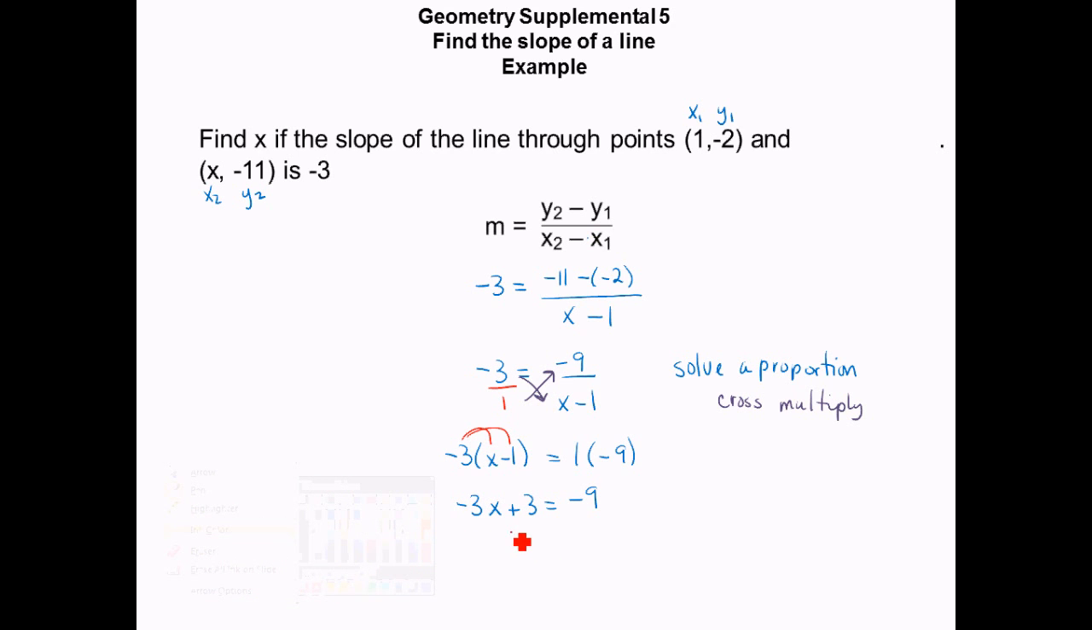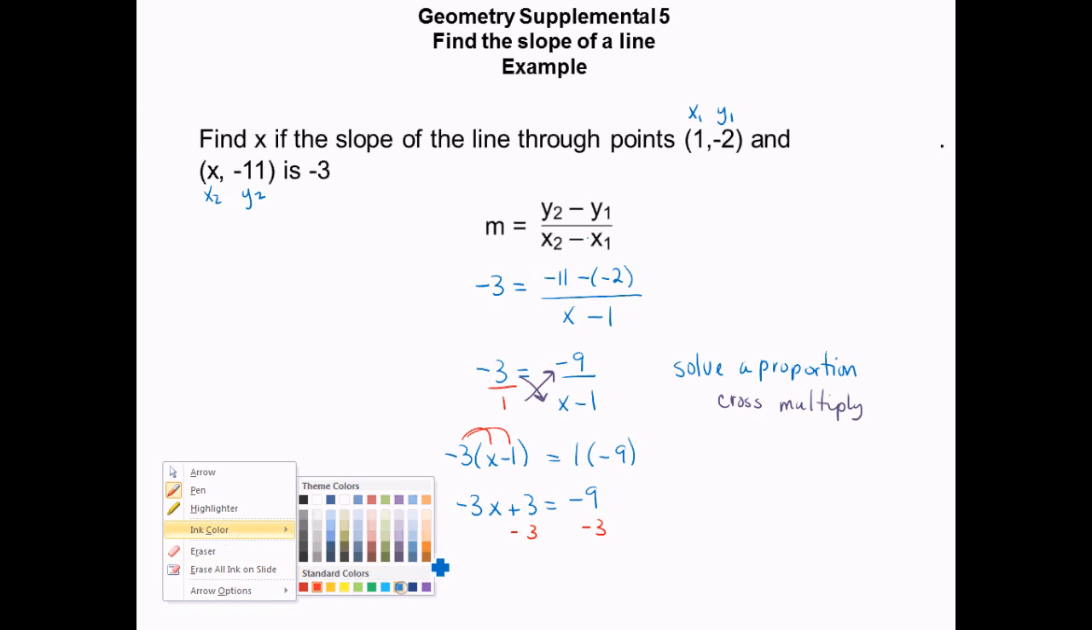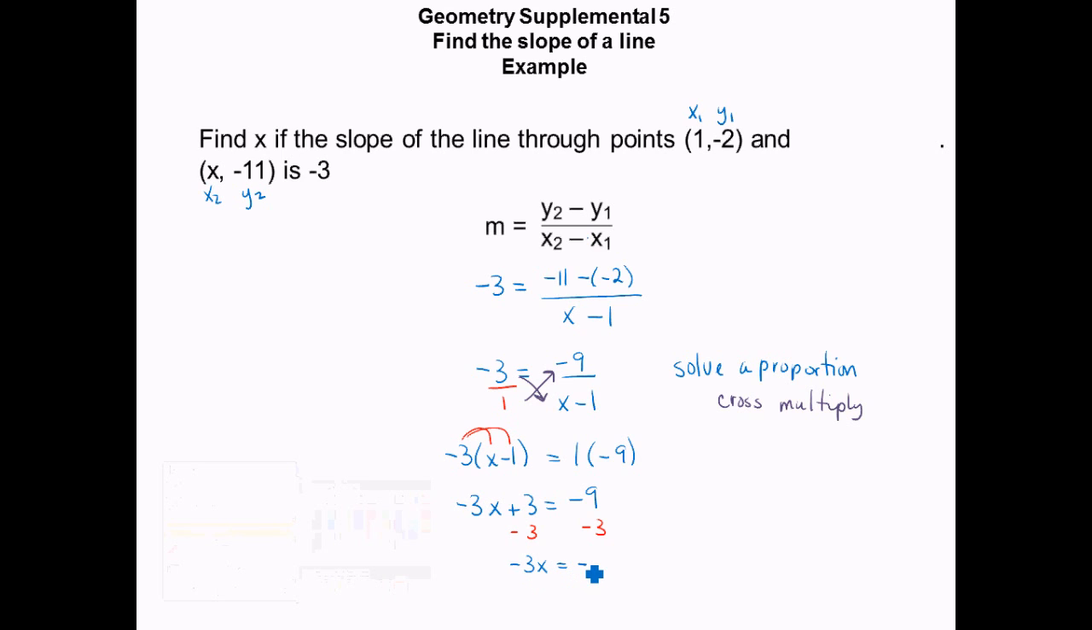I wish there was an easier way to do that. Subtract 3 from both sides. I get negative 3x is equal to negative 12. Just divide both sides by negative 3, and I get that x is equal to 4. So first I'm going to plug in. I simplify. And then I solve the proportion. So cross multiply, then solve.